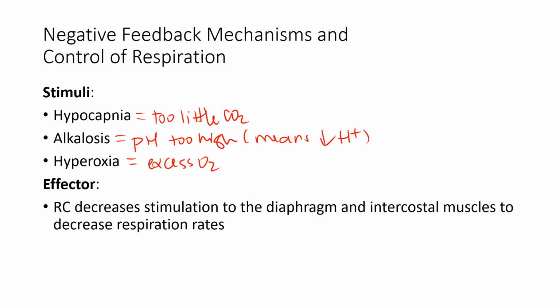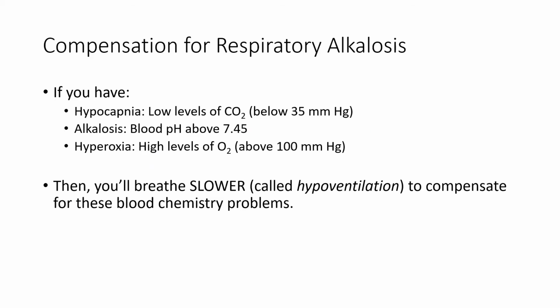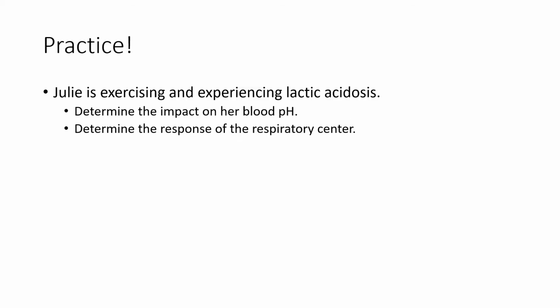Any one of these conditions notifies those chemoreceptors. Chemoreceptors pick up on that information. They tattletale to your brain, and your respiratory center will decrease stimulation to your diaphragm, so your respiration rate will decrease for any of these three conditions. Okay, so this slide here summarizes what happens for respiratory alkalosis. Hypoventilation is the compensation for it, meaning that is the way you fix the blood chemistry problems, because there's an imbalance there if you have respiratory alkalosis.